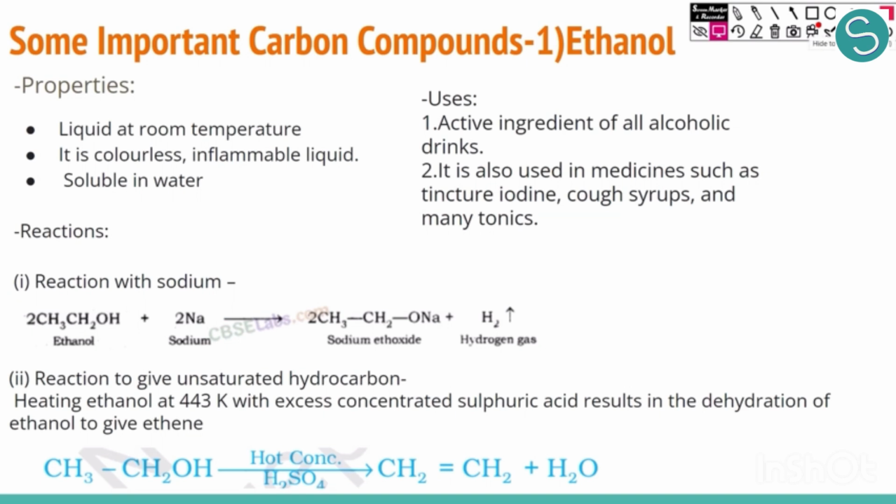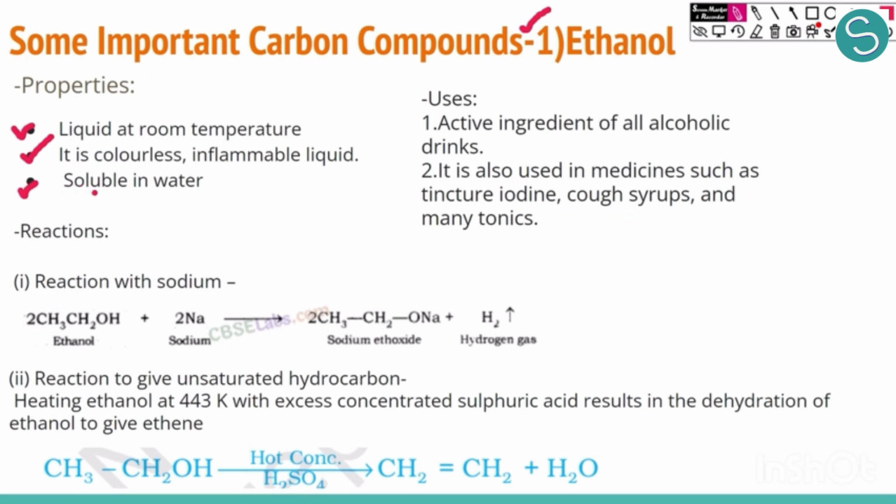Now we have 2 carbon compounds. You only have to consider ethanol and ethanoic acid, which are in your book. For ethanol and ethanoic acid, the properties and uses are of main importance. Reactions also are very easy, you can do that. So starting with ethanol. Ethanol is a liquid at room temperature. It is a colorless, inflammable liquid. What does inflammable mean? That it can burn, it can very easily catch fire by any little spark as well, and it is soluble in water.